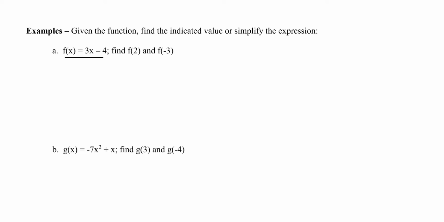Really, all you do here to find f of 2 is where there's an x in your function, you plug in the numerical value they gave you in the parentheses. So we're going to plug in 2. So we're going to do 3 times 2 minus 4. 3 times 2 is 6. 6 minus 4 will give me 2. So f of 2 equals 2 in this case. We plugged it in, that's what we got.